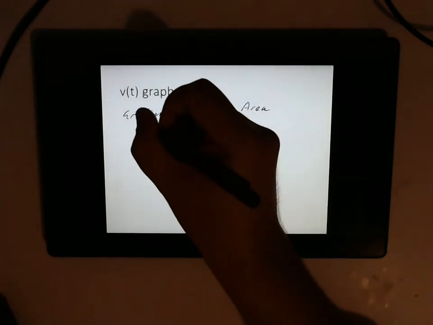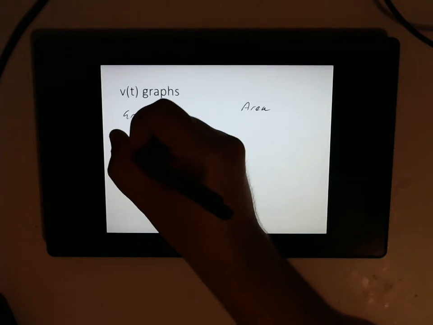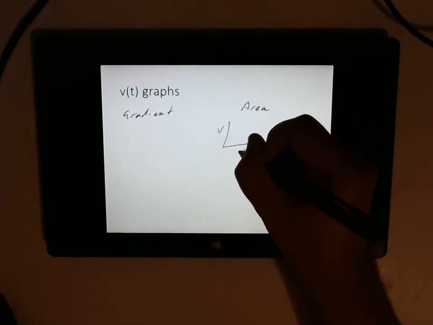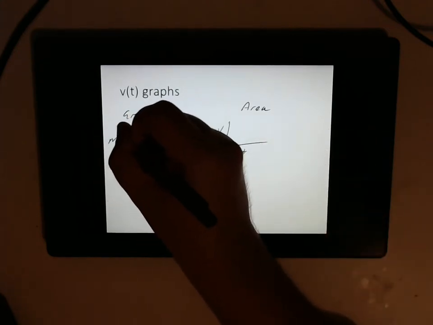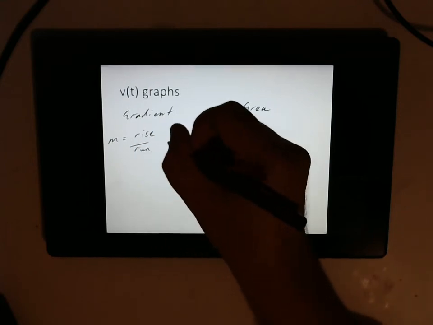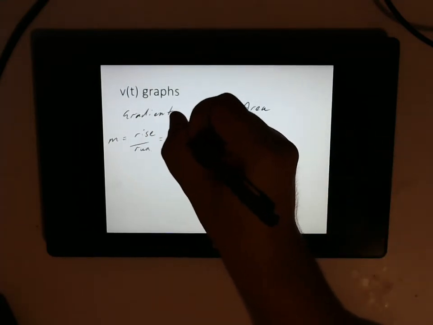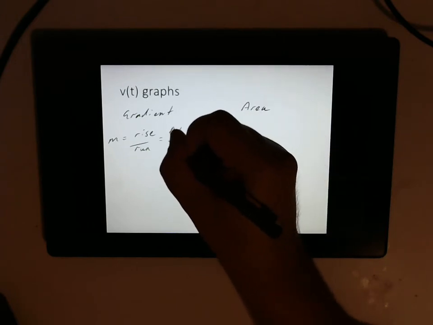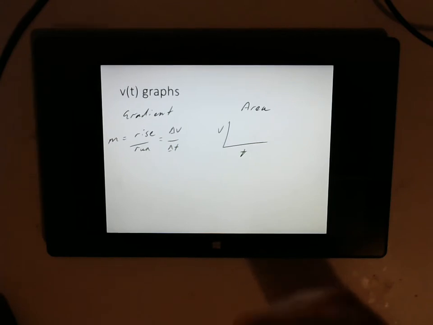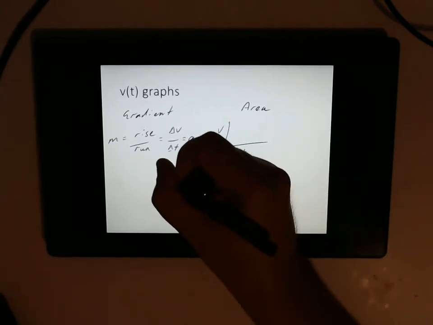Okay, so let's look at our gradient. Again, on a VT graph, we would have, I'll draw this over here, V on this side and T on here. So our gradient equals rise over run. Well, our rise over run in this case is our change in velocity. And our run is still change in time. And this gives us our definition for acceleration. Okay, and we use A for acceleration.